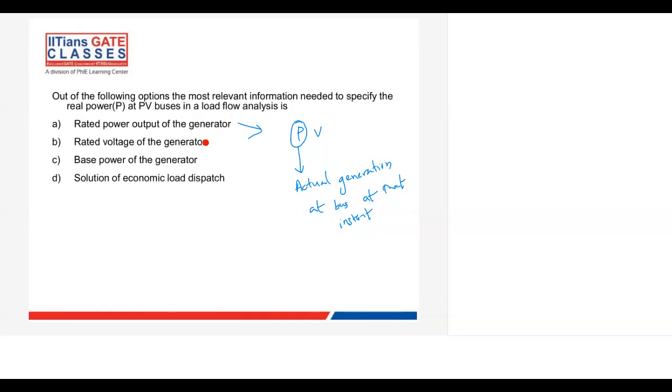Then rated voltage is not the correct answer. Base power of the generator is required to calculate the per unit value, and it is not the P. But the solution of economic load dispatch, what is that? It is how much each generator should produce considering the economic constraints and the system operating constraint. This would give you P I, and this is the closest value that we have to the actual generation at that bus. So the correct answer is D.